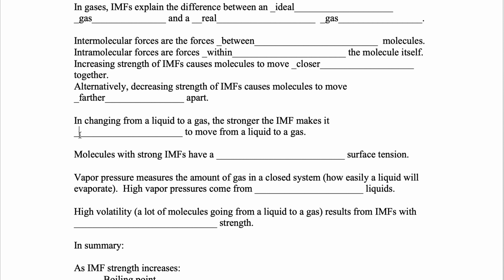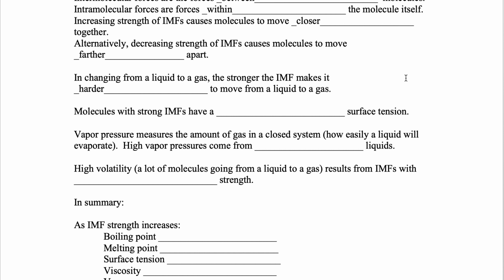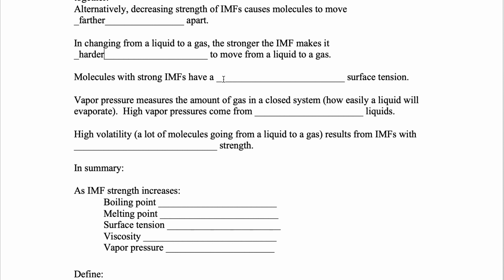So in changing from a liquid to a gas, the stronger the IMF makes it harder. And this is a key point right here. In going from a liquid to a gas, the process requires that IMFs be broken. And the stronger the force of attraction, the more energy required to break that bond, if you will. Thus, the harder it is to move from a liquid to a gas. Molecules with strong IMFs have a high surface tension.